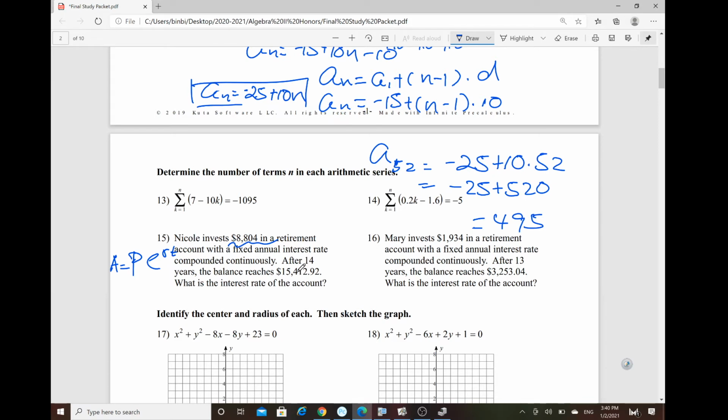And then 14 years, that's just the time. So this one's P, this one is the time. And then the balance reached up to $15,412.92. So this one is the final amount. After you set up the equations, you want to solve for r.